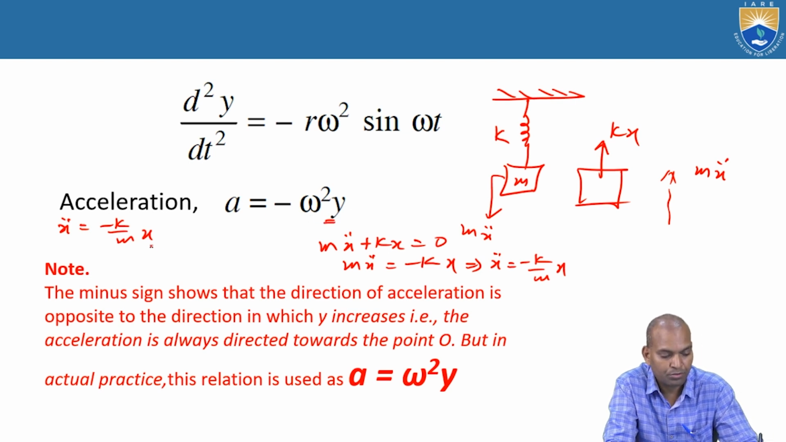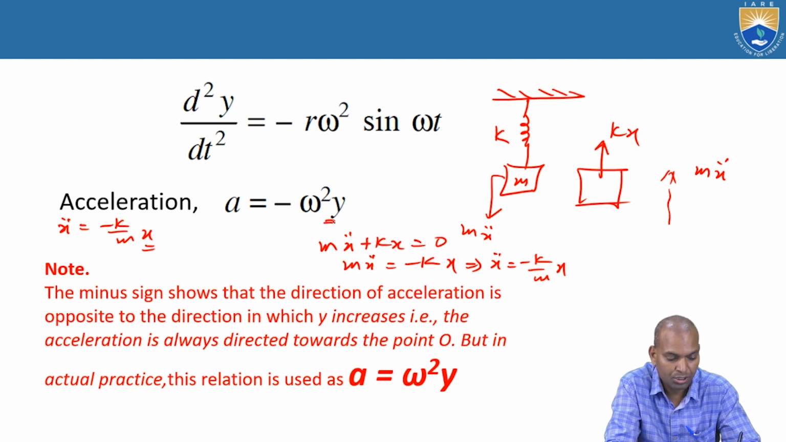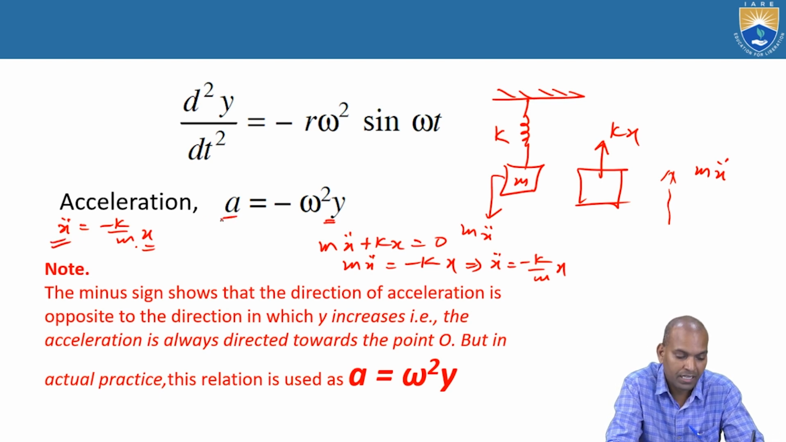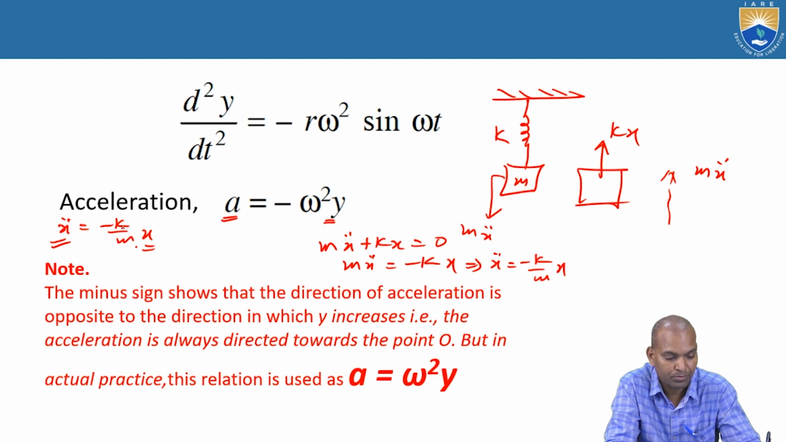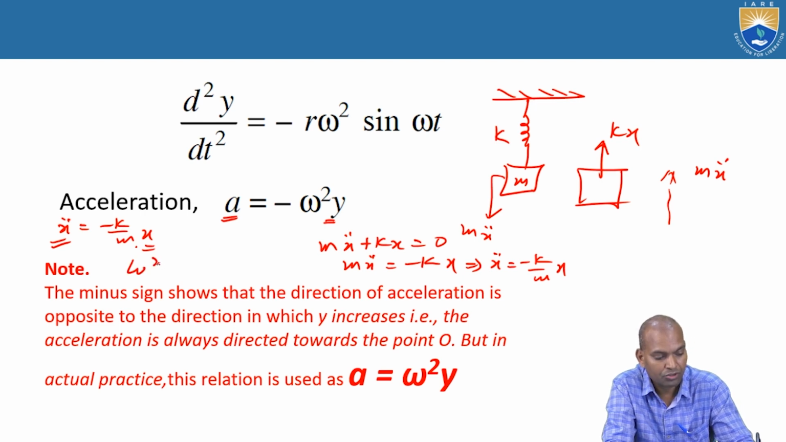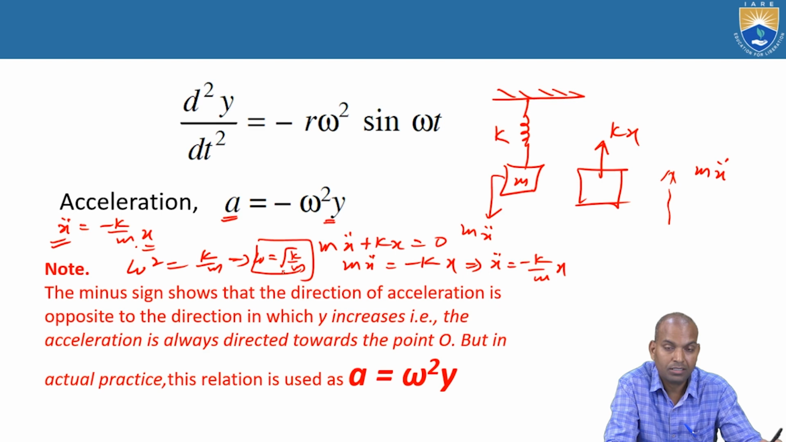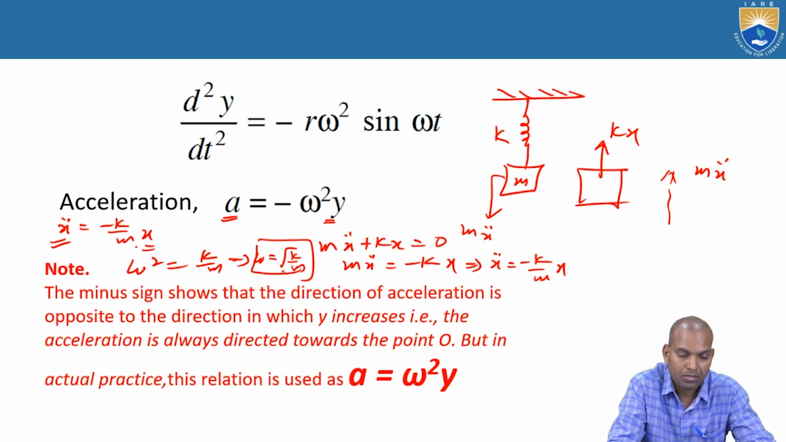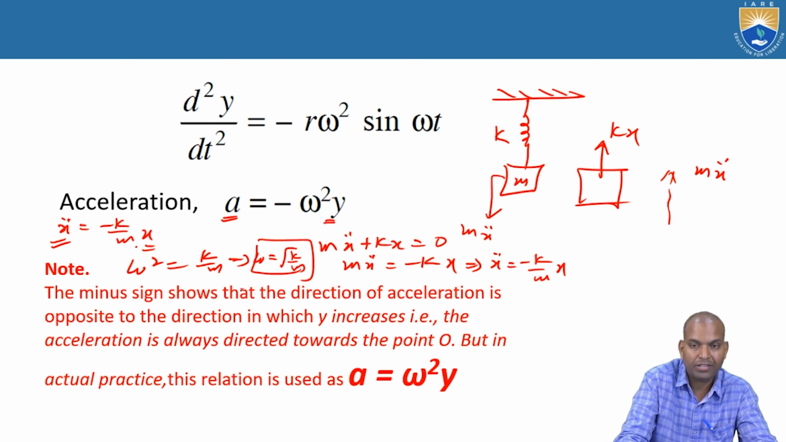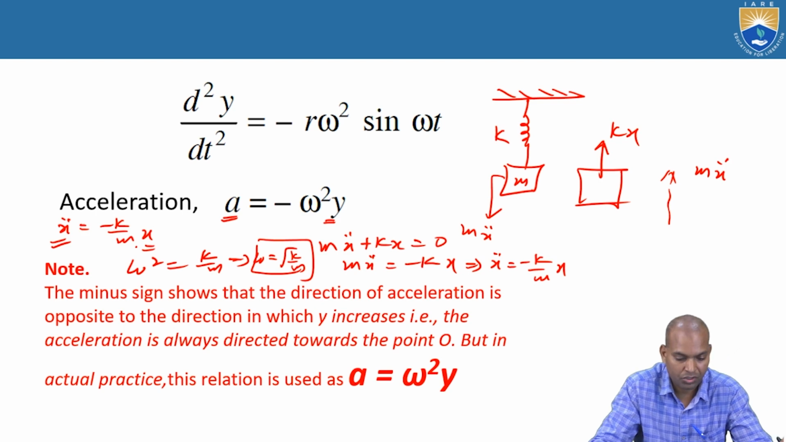Here y is also the amplitude, also displacement, x is also displacement, and x double dot is the acceleration, where a is also acceleration. If you compare, the similarity is that omega square equals k by m. From that, omega equals the square root of k by m. This is the circular frequency, the derived expression of the circular frequency.